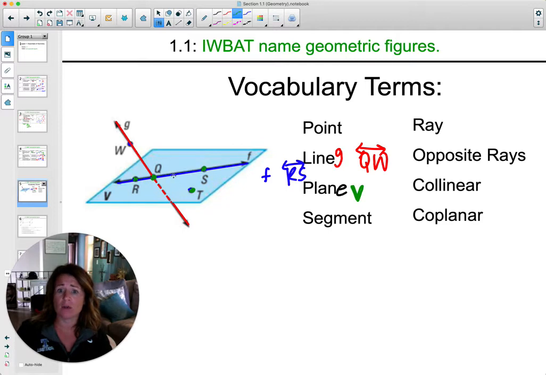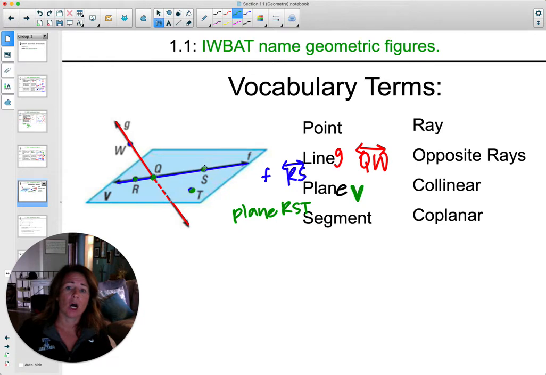So R, Q, and S are all on that blue line. So we can't use all of those. So we could name this plane R, S, T. You could do QST, TSR, QRT. Just cannot use Q, R, and S at the same time.